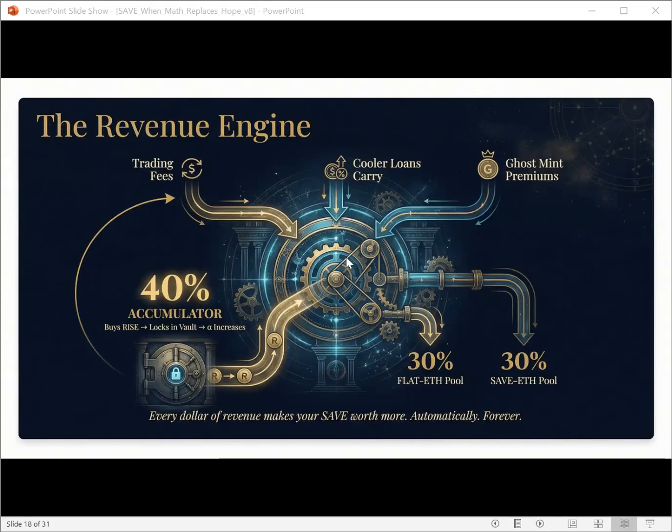So all revenue flows into the accumulator. The accumulator uses 40% to buy RISE on the open market. That RISE is deposited into SAVE Vault permanently. Alpha increases, price increases. More trading happens, more fees are generated, accumulator buys more RISE. This is a closed loop. Revenue is the fuel, accumulator is the engine, SAVE is the destination, and the loop reinforces itself. Higher prices generate more volume, which generates more revenue, which drives higher prices. The cooler loans carry alone generates approximately $1 million per year with zero users. The engine runs even if nobody shows up.